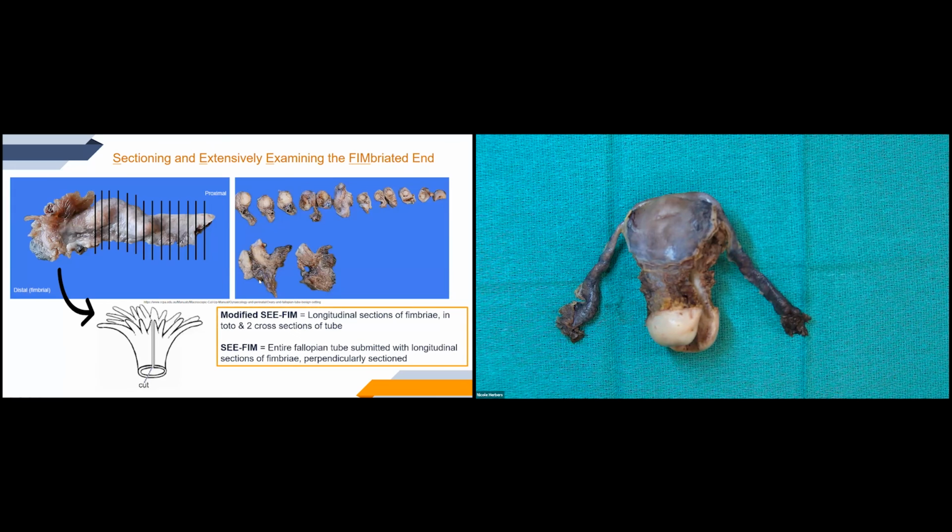So we have our tube with all the cross sections and that fimbriated end longitudinally bisected. So the modified CFIM protocol includes submitting the fimbriated end in toto with these longitudinal sections and 2 cross sections of the tube. The full CFIM protocol is submitting the entire fallopian tube with longitudinal sections of the fimbria that are then perpendicularly sectioned, like this here, because we want to have greater surface area. So the full CFIM protocol is typically done for women with high risk of ovarian cancer. So patients with a BRCA1 or BRCA2 mutation, because early papillary serous carcinoma can be found in the fimbriated end.